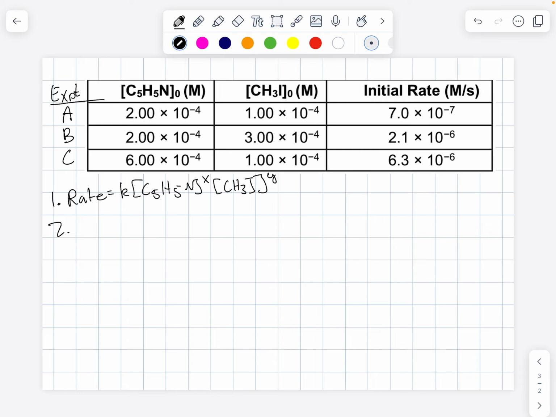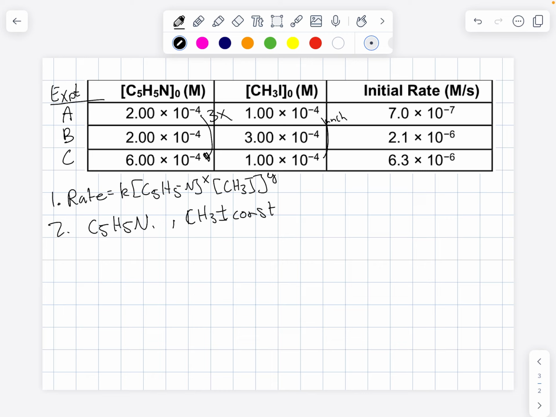I think it asks first, what comparison should we make to determine the order in C₅H₅N? In that case, we need that to be changed, and we're going to need CH₃I to be constant there. CH₃I is like our control. If we look at what comparison we can make there, CH₃I is constant, so we're going to have to compare A to C. This is unchanged as our control variable, and from A to C, we can see that C₅H₅N triples.